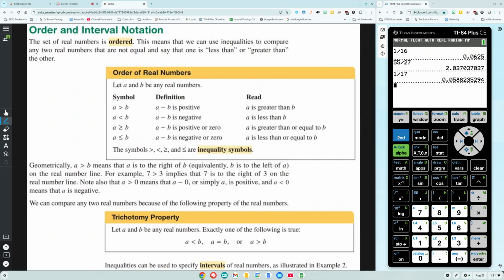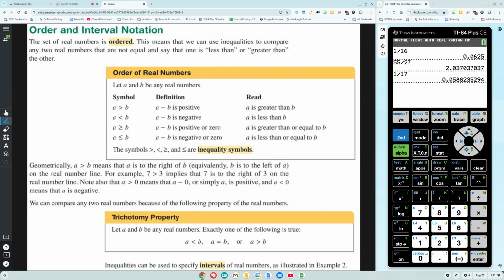It says let A and B be any real numbers. That means that we have A is greater than B, A is less than B, A is greater than or equal to B, A is less than or equal to B. They're all comparisons. Geometrically, A is greater than B means that A is to the right of B on the number line, and vice versa. If A was less than B, that means it would be to the left. For example, 7 is greater than 3 implies that 7 is to the right of 3 on the number line.